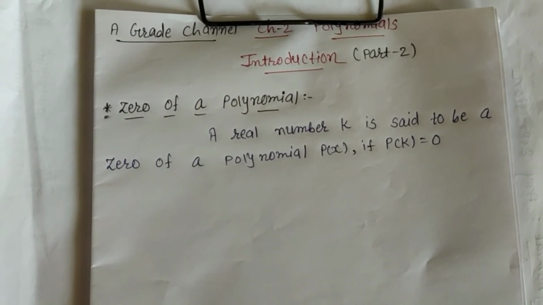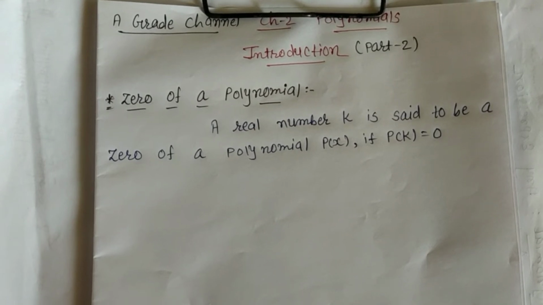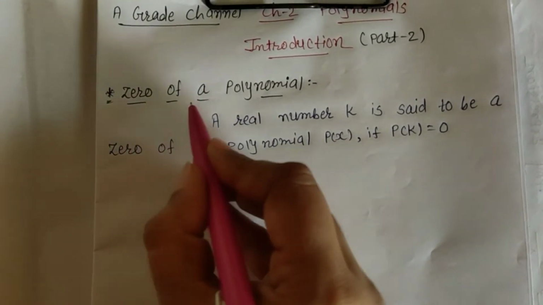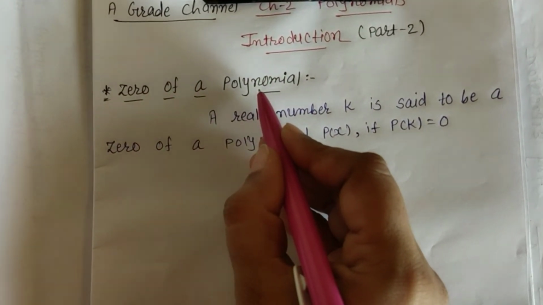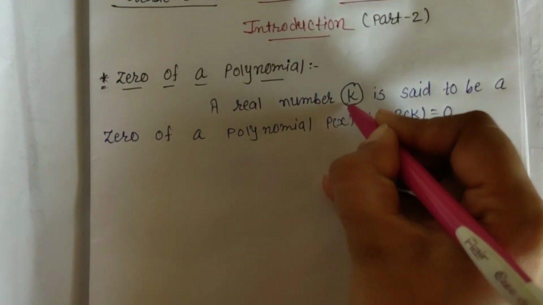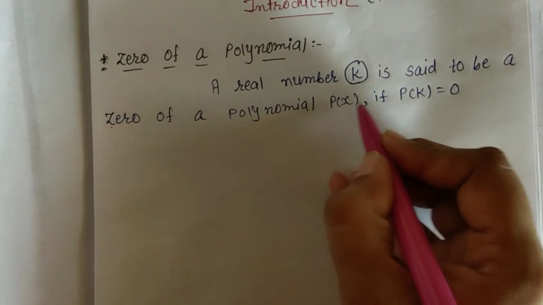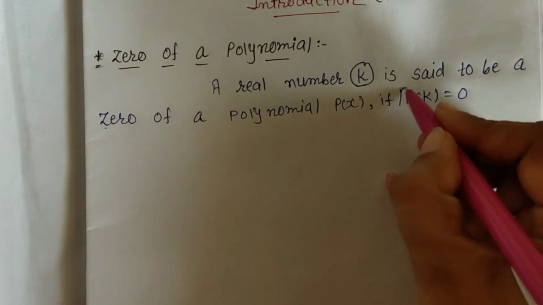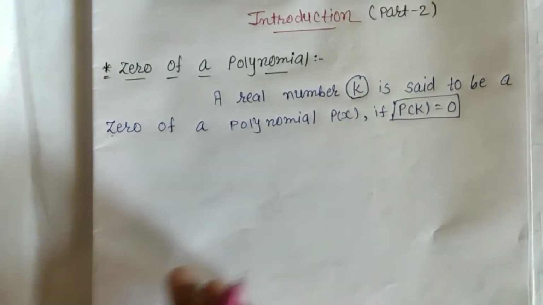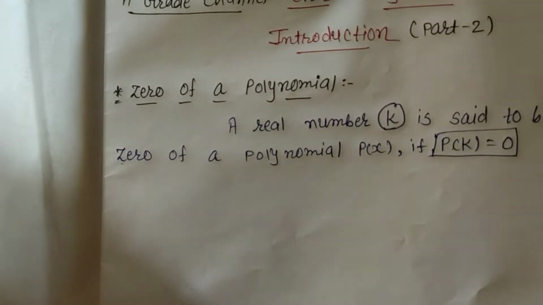Today we will start chapter number 2, Polynomials Introduction Part 2. Today's first topic is zero of a polynomial. What is the zero of a polynomial? A real number k is said to be a zero of a polynomial p of x if p of k is equal to 0. Now we'll understand this definition through one example.